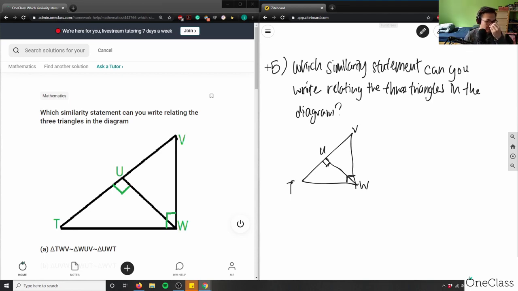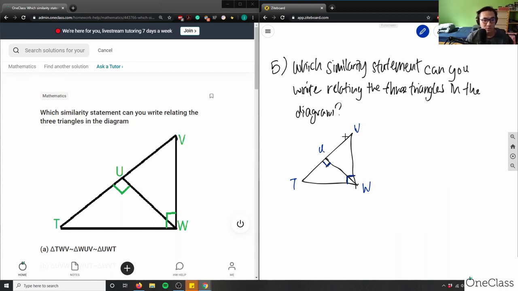Again, take a moment to think about this problem here. Maybe I'll redraw. Maybe I'll use blue to signify my letters here, so it's not as confusing. So there's T, U, V, and W, and I have a right angle between the bisecting point here, and then a right angle within these two triangles. So what similarity statement can you write relating the three triangles in the diagram?